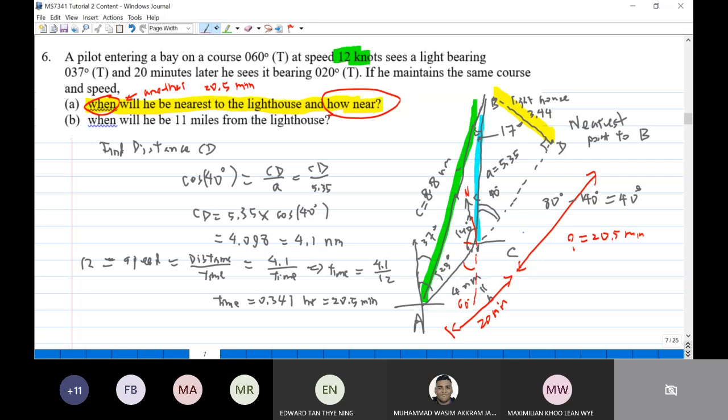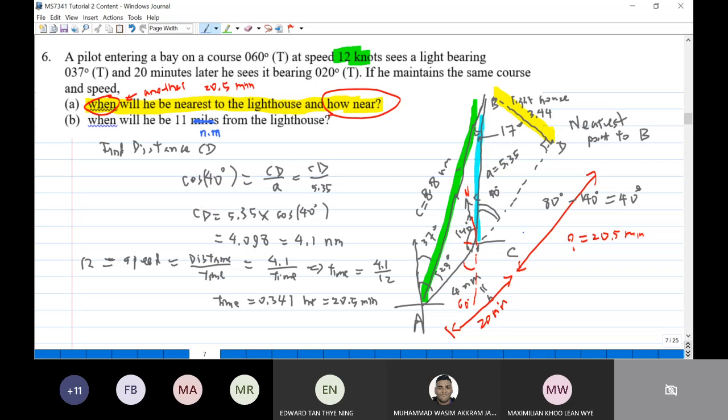There's a mistake in the question because I tried many times and could not get the answer. Now I figured out the answer. Why is it a mistake? Because there's a change of unit here. The second question, part B, is actually not miles, it is nautical miles. Then I can get a correct answer. So second question: when will the pirate be running 11 nautical miles from the lighthouse?